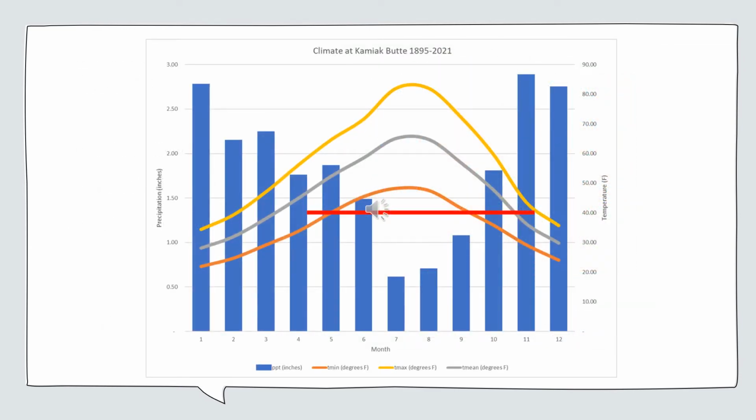This graph depicts the climate for Kamiak Butte. The blue bars designate average precipitation per month. As you can see, the highest values are in November, December, and January. The gray line is the average temperature throughout the year, and the red line shows where 40 degrees Fahrenheit is on the graph. This is important because once the temperature gets below 40 degrees, plants stop growing for the year.